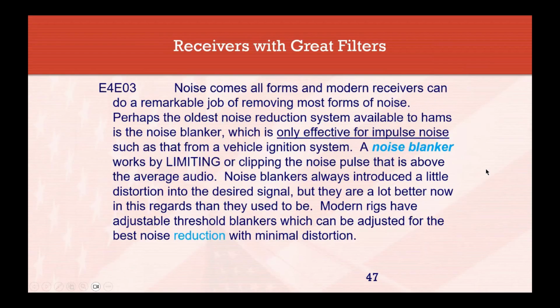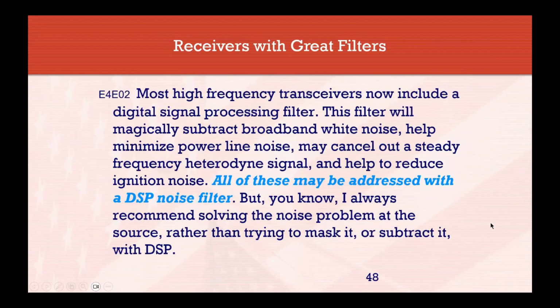Turn it off. A noise blanker works by limiting or clipping a noise pulse that's above average audio. Usually in the old days, it was just a diode there, and when the audio went too high, the diode would turn on and it would just literally clip the waveform. It's a little more sophisticated now, but it works the same way. Modern rigs have adjustable threshold blankers. You can adjust it up or down to get the best noise reduction with minimal distortion. Usually that's just for impulse noises, such as vehicle ignition noise, anything that's a quick come and go type of noise. That's not always there all the time.